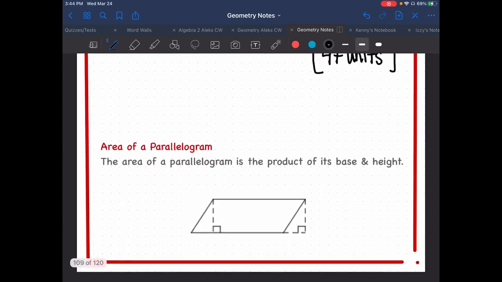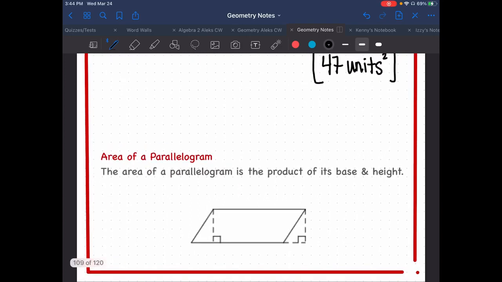All right, let's move on to the parallelogram. The area of a parallelogram is the product of its base and its height. So the formula for my area of my parallelogram is simply base times height, just like the rectangle. Now be very careful. In my parallelogram, the base is going to be right here.